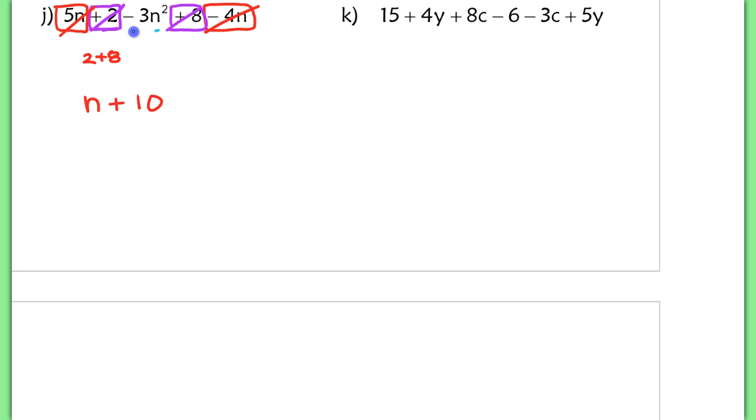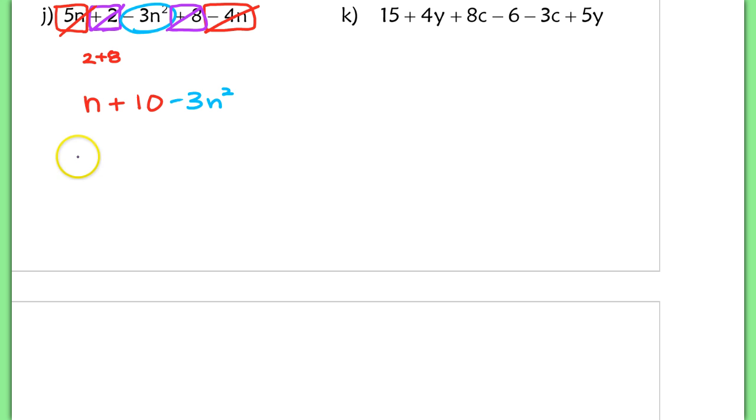Finally, my last term is just negative 3n squared. I don't see any other n squareds here, so I'm just going to write that one and just drop it down. Now, one thing that is a little bit of an extra step that I'd like you to take, and I actually will probably give you a little bit of extra credit if you remember to do this.